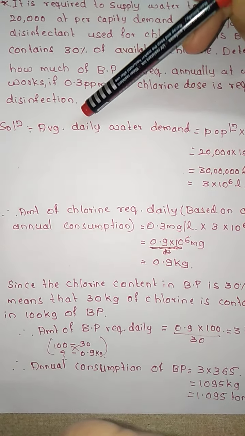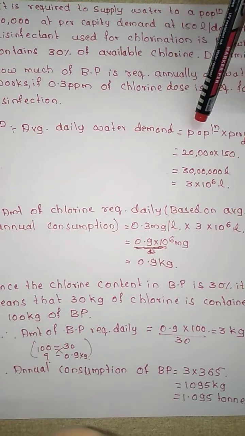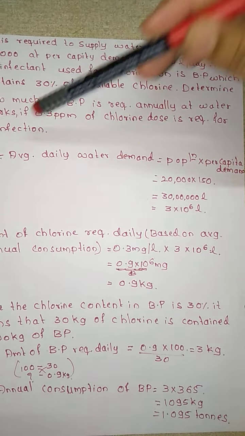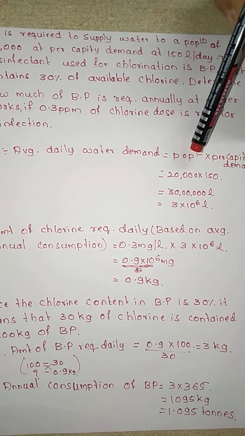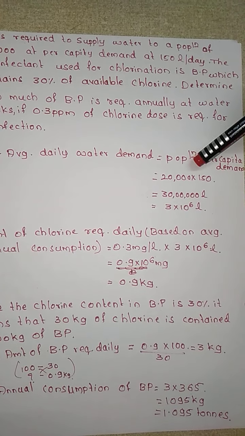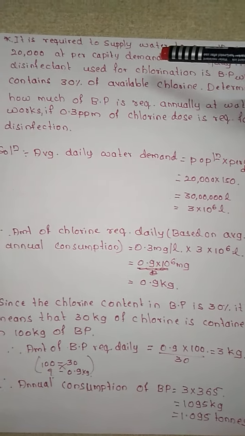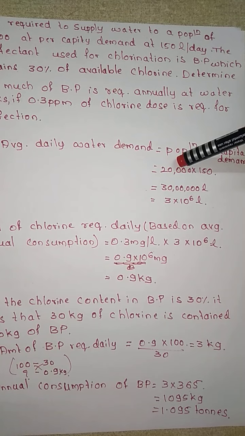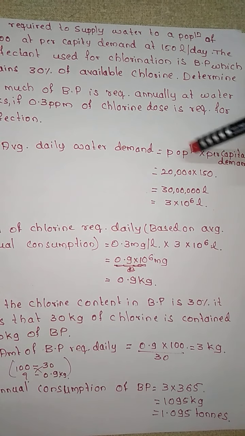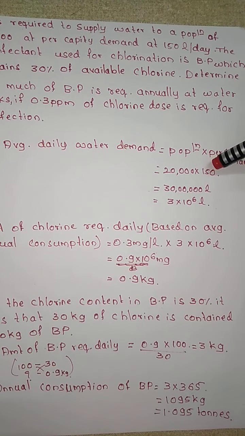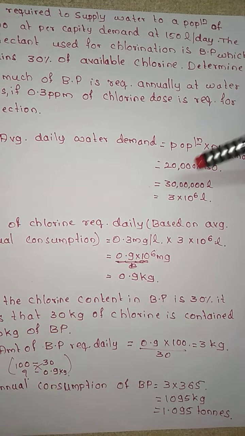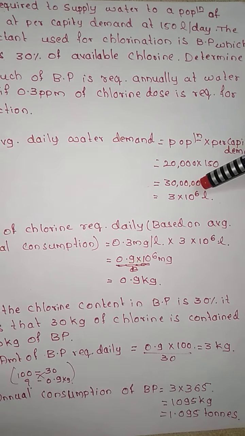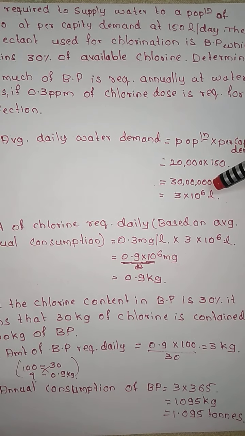Okay, we will see, average daily water demand is equal to population multiplied by per capita demand. This formula we have already discussed in the previous module. So population is how much? 20,000. Per capita demand, how much is required? Per person will require around 150 liters of water per day. So 20,000 multiplied by 150, we are going to get 30 lakhs of water. So 3 into 10 to the power 6 liters we require per day.